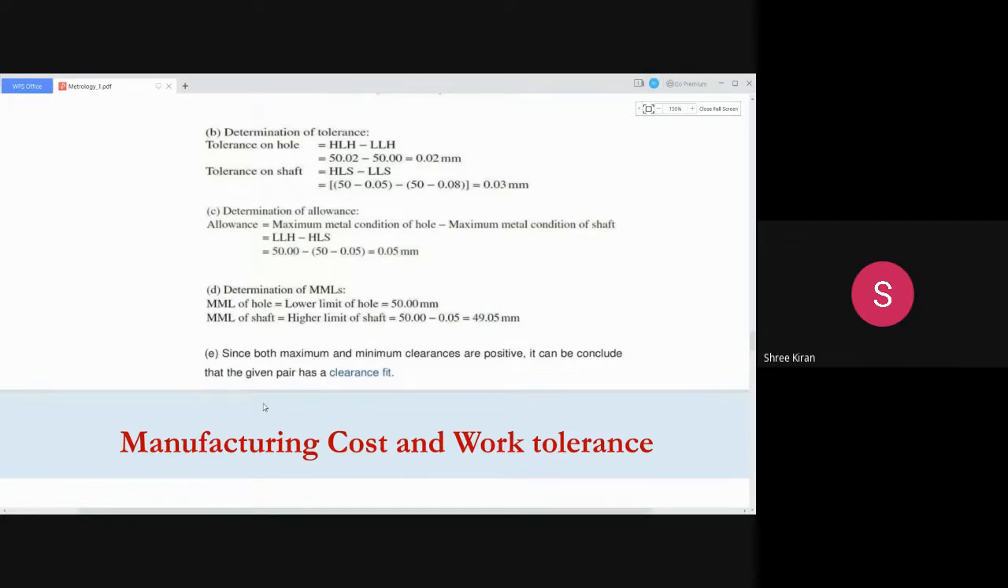Could you just tell me the transition fit? Mohammed Fateh, could you just tell me the transition fit?